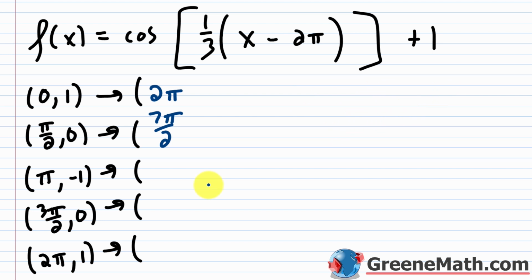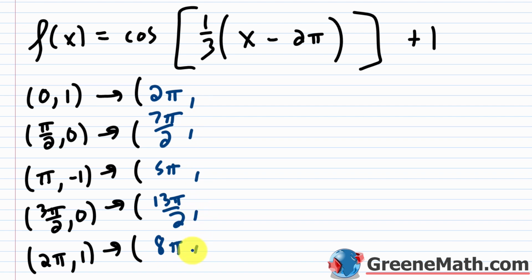So 7 pi over 2 plus 3 pi over 2, that's 10 pi over 2. Again, you could simplify that, but we'll do it in a moment. 10 pi over 2 plus 3 pi over 2, that's 13 pi over 2. And then 13 pi over 2 plus 3 pi over 2, that's 16 pi over 2. So this right here would be 5 pi if you simplified. And then this right here would be 8 pi if you simplified. Okay, so now that we have the x-coordinates, again, for the y-coordinate, you can just use graphing transformations.